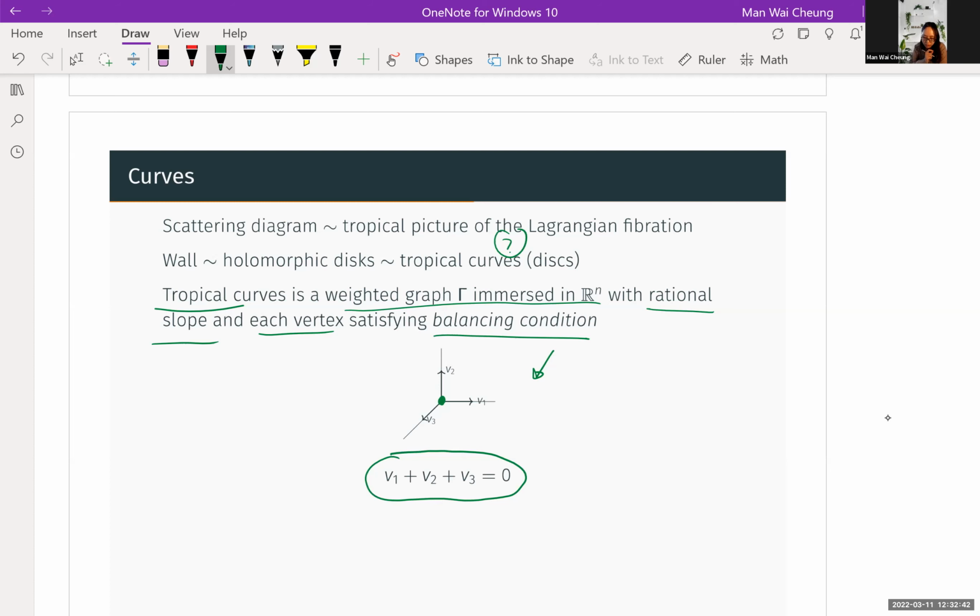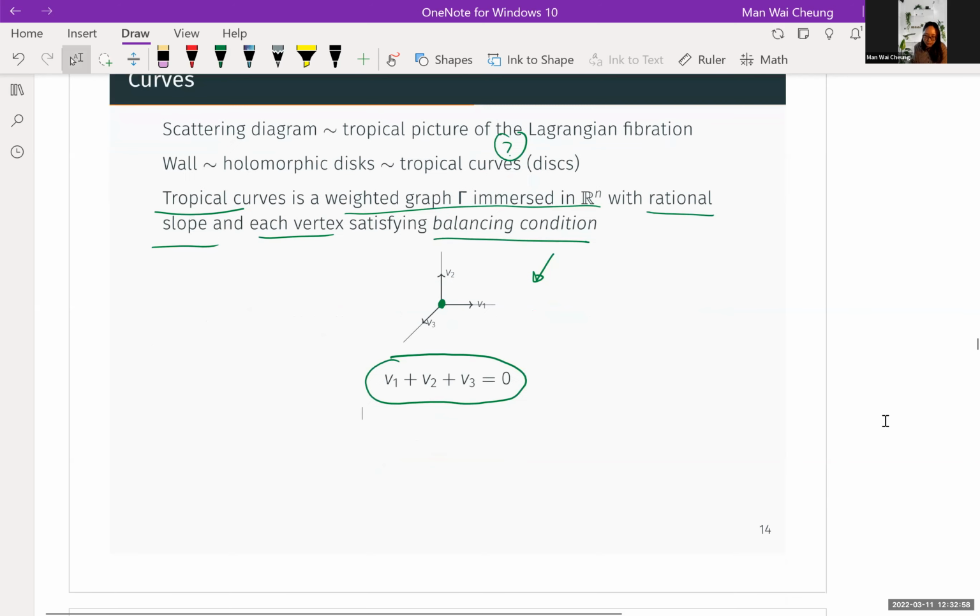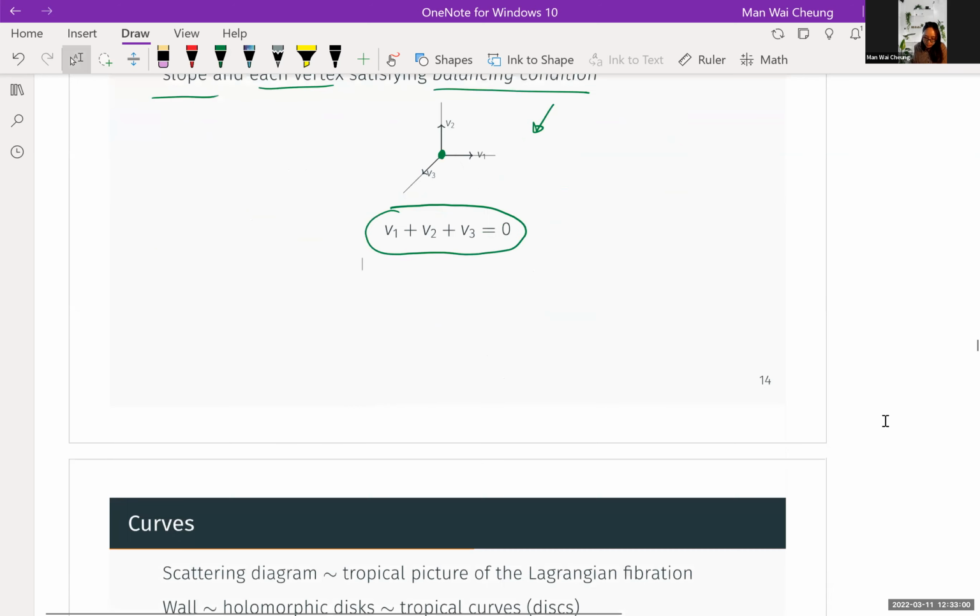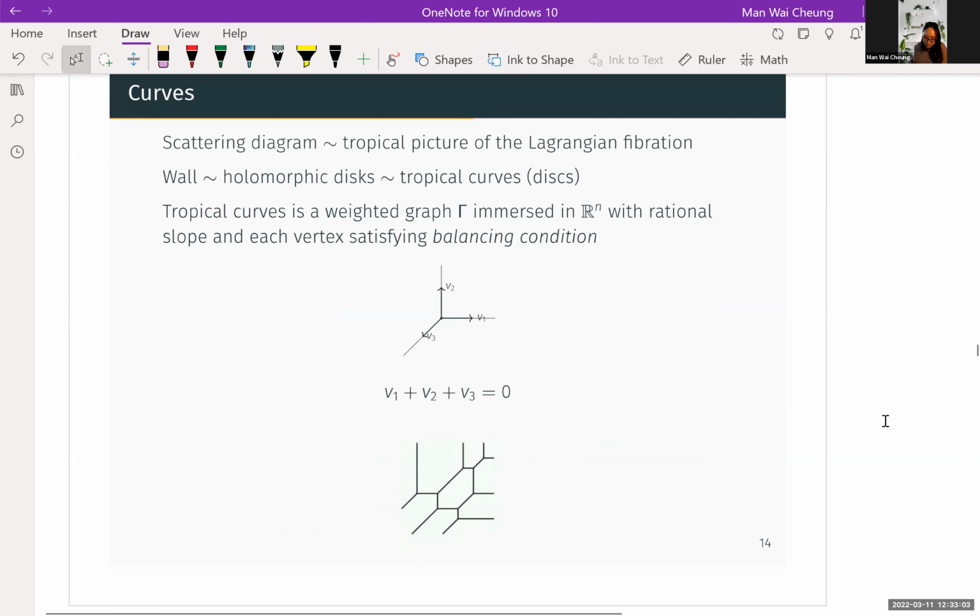And like Muhammad suggests, there might be weighting as well, but let us simplify the whole story, which is: at each vertex, we look at all the edges adjacent to the vertex, and then all the outgoing directions with multiplicity sum up to 0. And this is another example of a tropical curve. You can see here at each vertex, when we sum up all the outgoing directions, it will be 0.